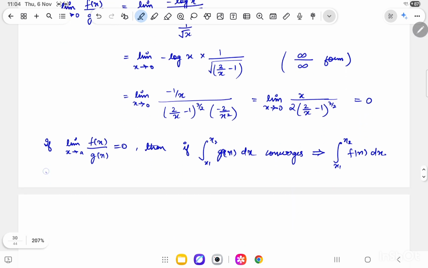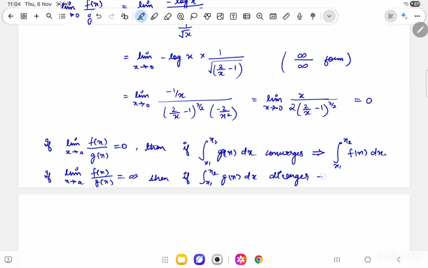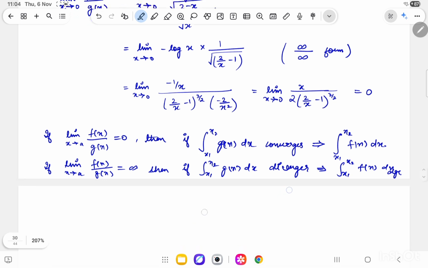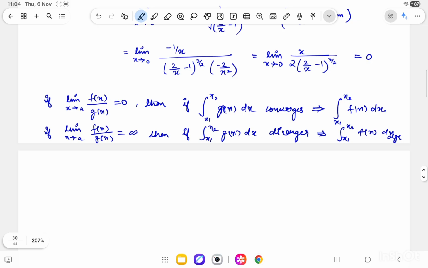Likewise, there is another special case: if this limit, as x approaches a, of f(x) by g(x) is equal to infinity, then if the integration from x1 to x2 of g(x) dx diverges, that implies that the integration from x1 to x2 of f(x) dx also diverges. So in our question, our limit turns out to be 0, so we need to check if our function g(x) is convergent or not, because then only we'll be able to comment on the convergence of f(x).